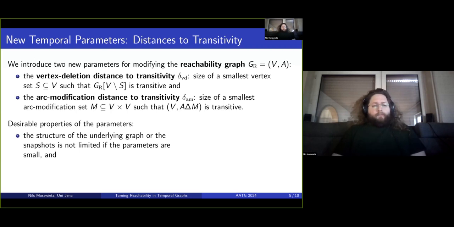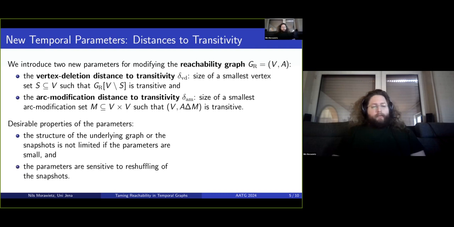These two parameters have very nice properties, which are desirable for temporal graph parameters. First of all, these parameters can be small or large even if the underlying graph or the snapshots are very complicated, very dense, or very sparse. They do not limit the structure of the underlying graph or the snapshots. And what is maybe even more desirable is that these parameters are sensitive to reshuffling of the snapshots. I will first explain what this is and then why it is desirable.